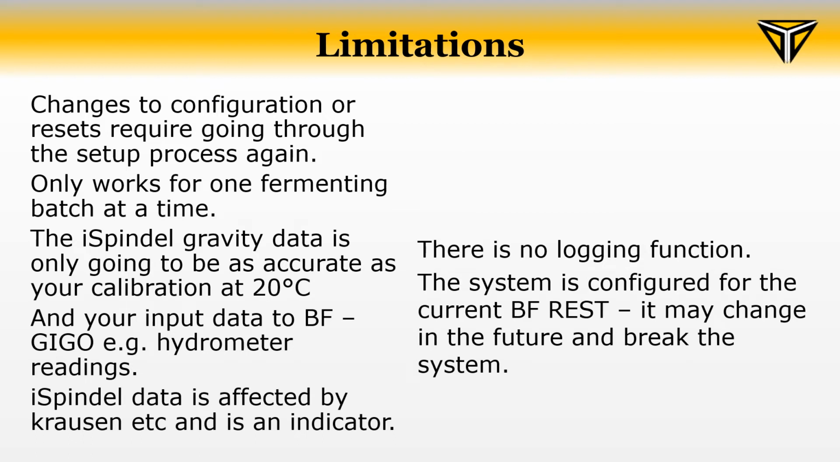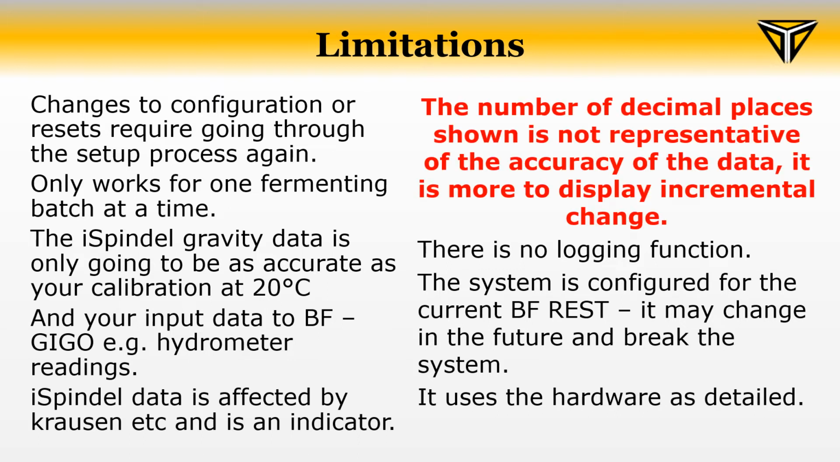If you put incorrect information in, you're going to get incorrect information out, as in garbage in, garbage out. The Brewfather API states that it's experimental and may change. This could break the Brewfather linkage. FermWatch works within the range of your local Wi-Fi network, and the number of decimal places is not representative of the accuracy of the data. It is more to display incremental change.